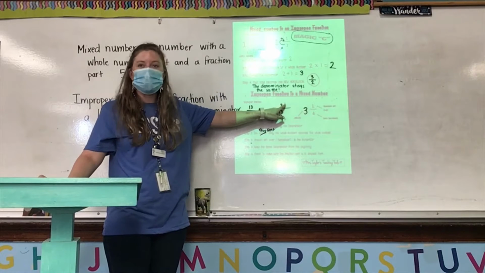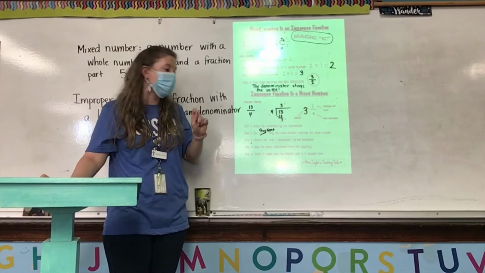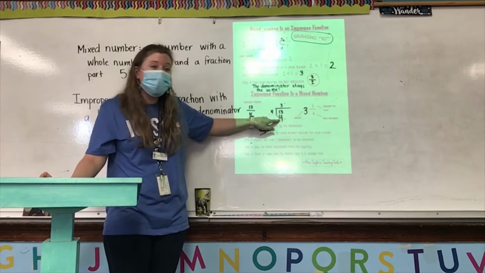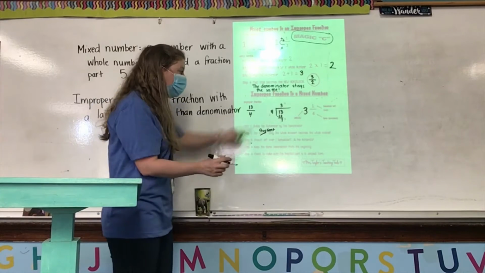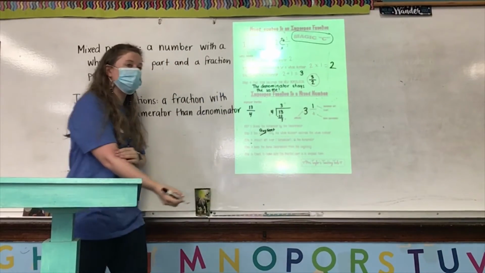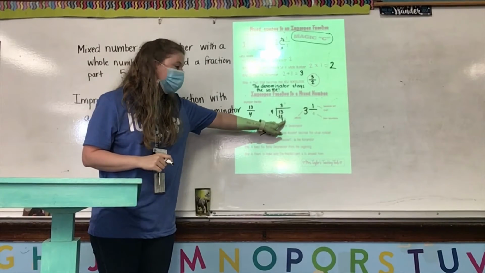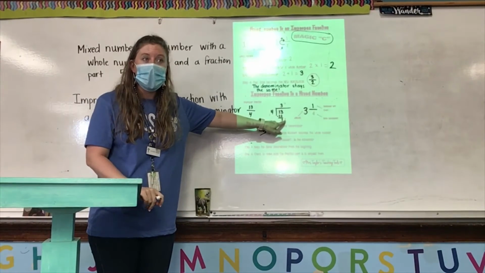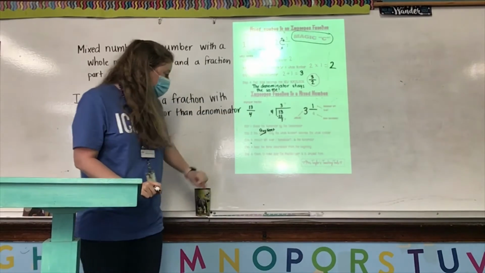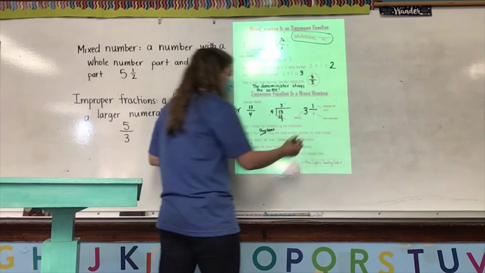Notice how they have a little W on your anchor chart. That's telling you W for whole number. Step 3, the amount left over, the remainder, is now our numerator. We had a remainder of 1, so our new numerator is 1. Notice how they have a little n next to the remainder telling you that is the numerator. Step 4, the denominator doesn't change.